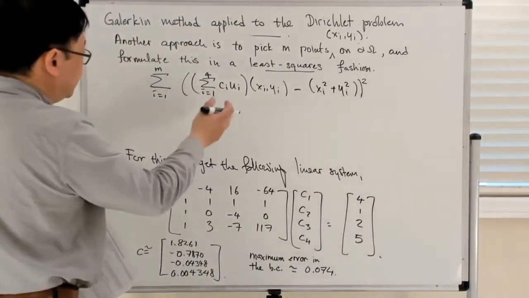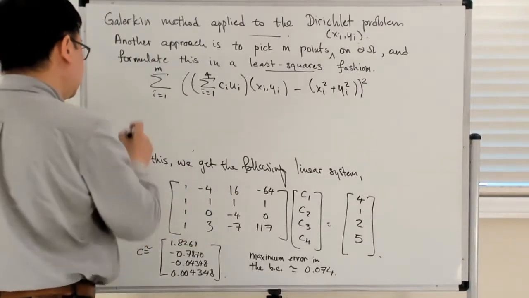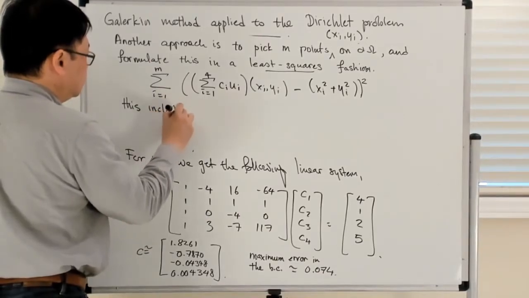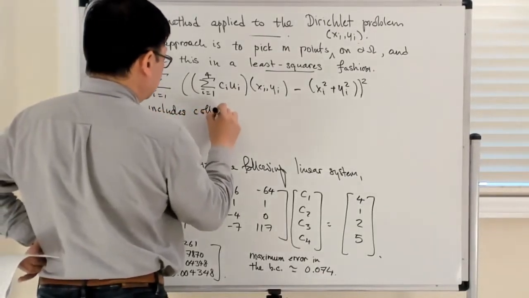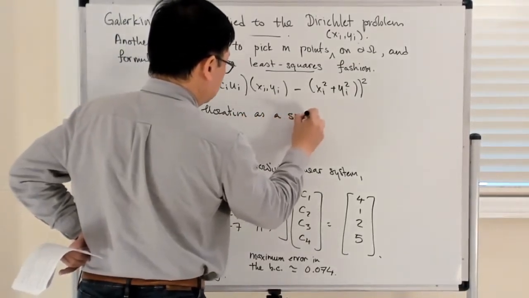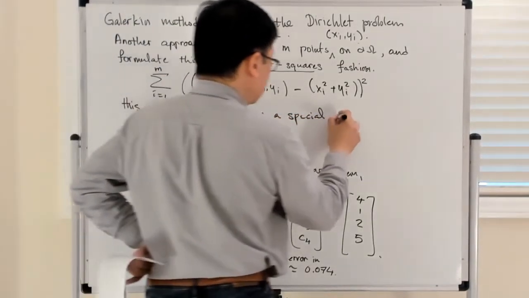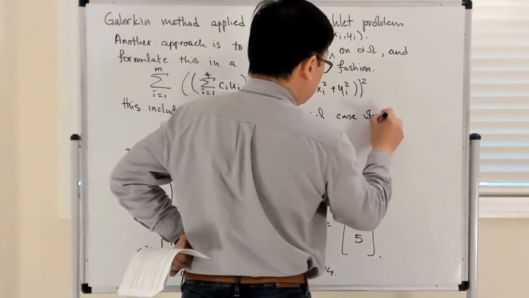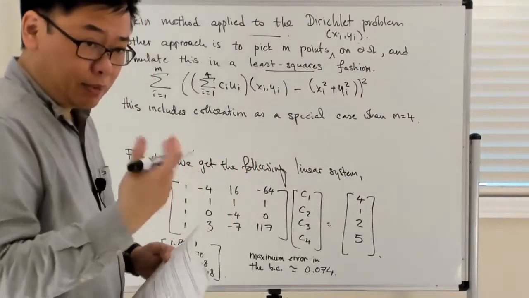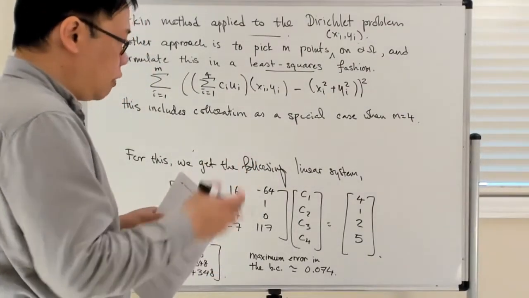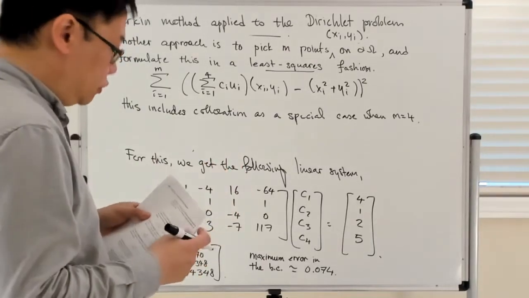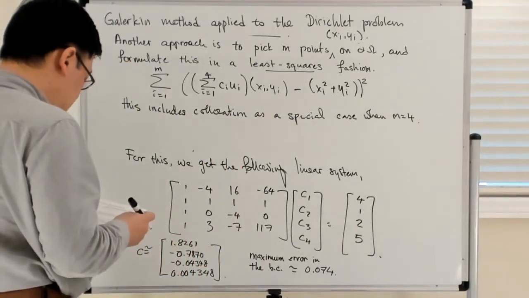And of course, this includes collocation as a special case, when m is equal to 4. So basically, when the number of points you're requiring, or minimizing the error for, is equal to the number of unknowns which you have.